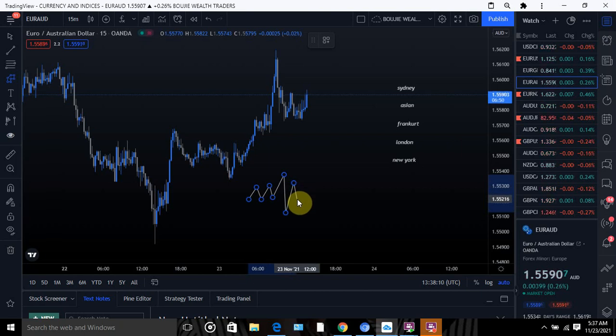After that little range, we have the Frankfurt. What Frankfurt does, remember it is just an hourly session, is that the market either breaks the high or the low of our Asian session. Frankfurt breaks the high or the low of Asian.